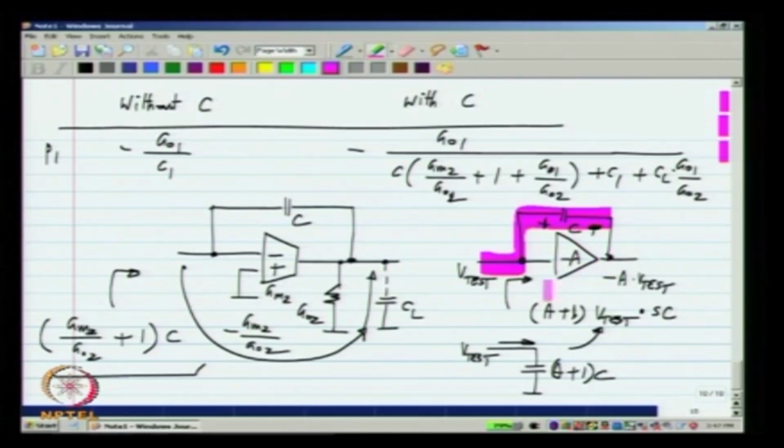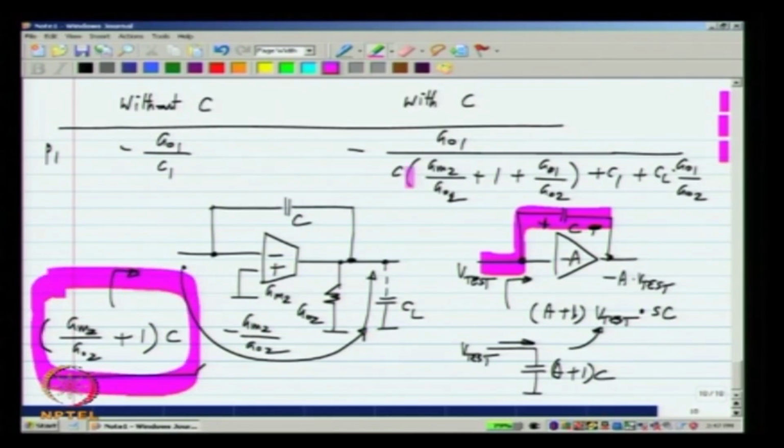This is an ideal voltage controlled voltage source of gain minus A, whereas here it is a transconductor loaded by a resistor. There is also a capacitor here and so on. So, only approximately it looks like a capacitor. So, you do see that in addition to C1 which appeared across Go1, you also have this particular term.